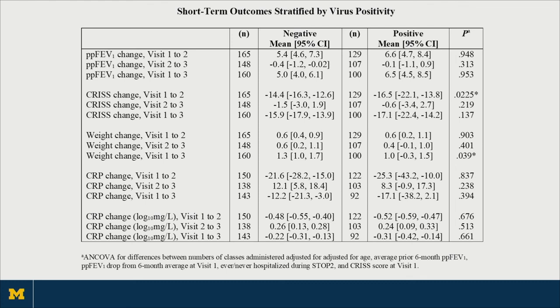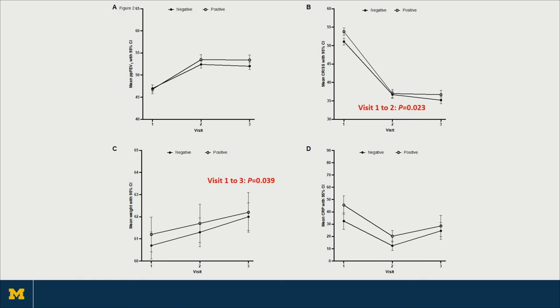And at each of these visits they were compared. While there might be some modest differences between the two cohorts, in particular for CRISS change from visit one to visit two, and weight change from visit one to visit three, it's fairly underwhelming and really mimics what is seen in the viral negative group. If you're more of a visual learner, you can see here a graphical representation, again showing FEV1, CRISS, weight, and CRP. And again, for the most part, the lines look very similar, and there are maybe some modest differences, but nothing really of note.